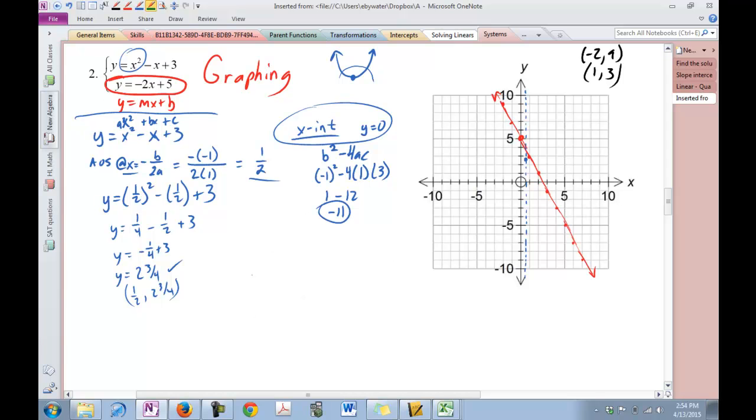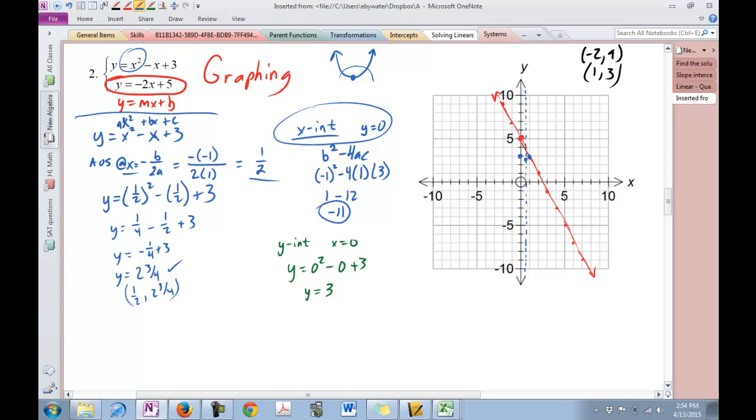Anyway, what we're going to do to get a little bit more is go ahead and get the y-intercept. All right. So the y-intercept is when x equals 0. So we're going to go y equals 0 squared minus 0 plus 3. And so I get y equals 3 as my y-intercept. So I'm going to go ahead and put that on there. That I can reflect to the other side.